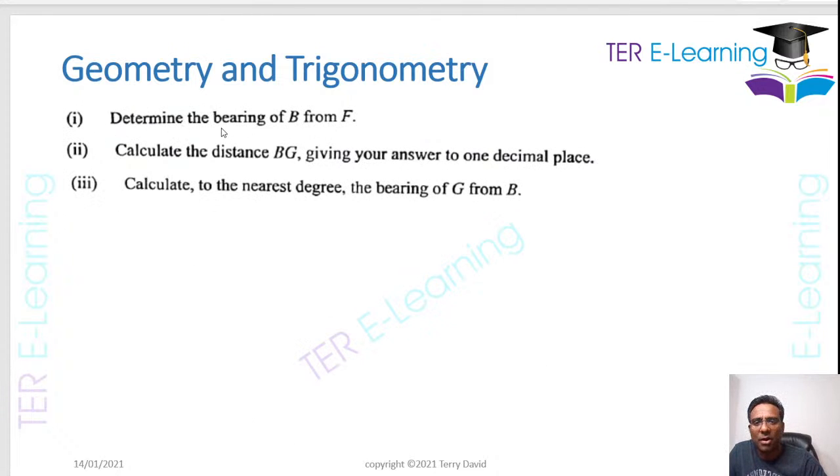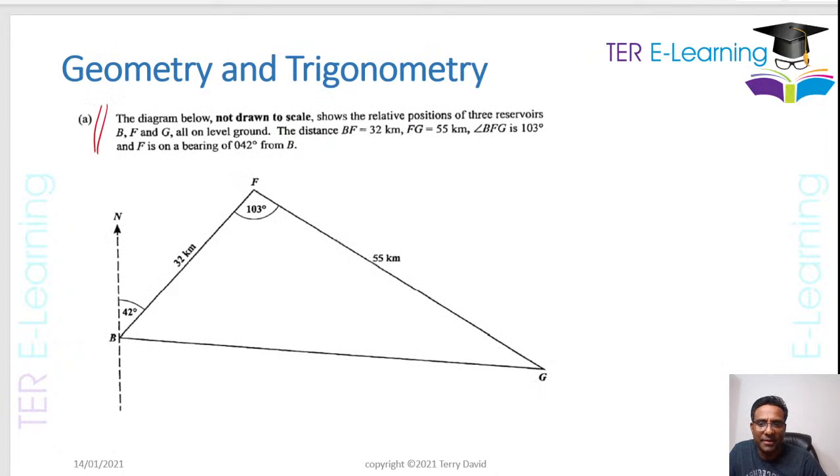Determine the bearing of B from F. So from F is where I'm going to draw my north line. You'll have to remember this. The bearing of B from F, so from F, I'm going to draw a north line here, and the bearing of B from F is this whole angle here, which is 103 plus whatever this other angle is here.